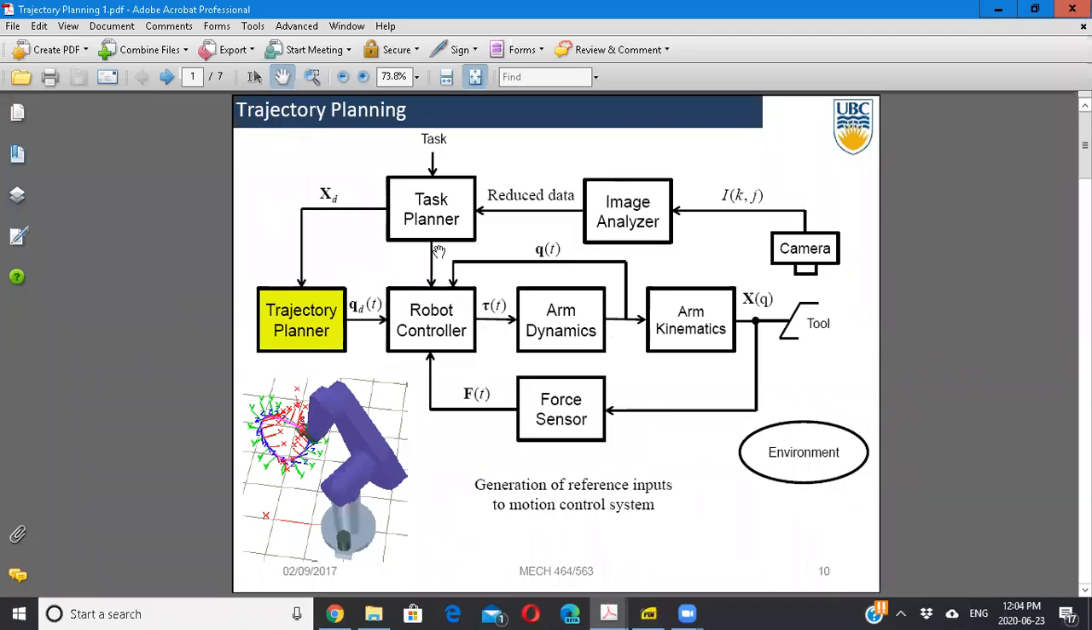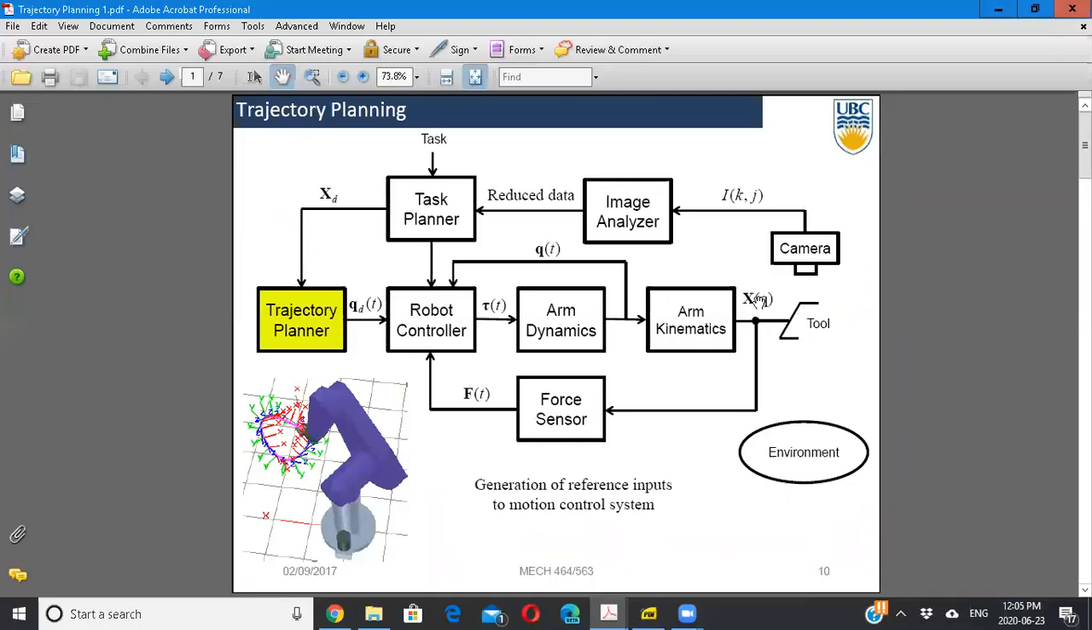Trajectory planning, if you look at the overall block diagram of how a robotic system works. Let's say this is your tool. This is what the robot is. It's also called the end effector. The robot uses it to do different tasks and to interact with the environment, or to do pick and place or to do spraying or different kinds of applications you can imagine in the industry.